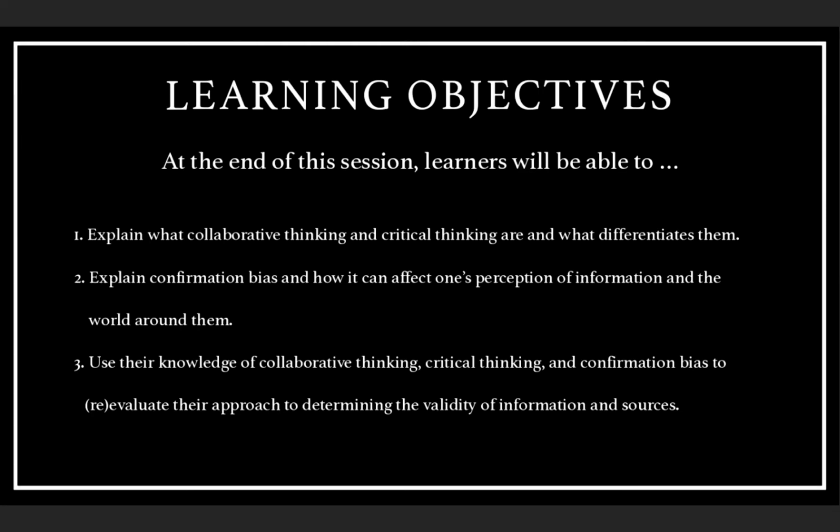So, learning objectives. These learning objectives are just really what I would like for you to understand by the end of this session. Then I want you to be able to explain what collaborative thinking and critical thinking are, as well as what differentiates them. I want you to be able to explain confirmation bias and how it can affect your perception of information and the world around you. And finally, I want you to be able to use your knowledge of collaborative thinking, critical thinking, and confirmation bias to really evaluate or reevaluate your approach to determining what is valid information and valid sources. Okay?